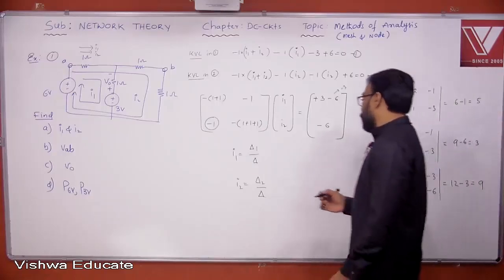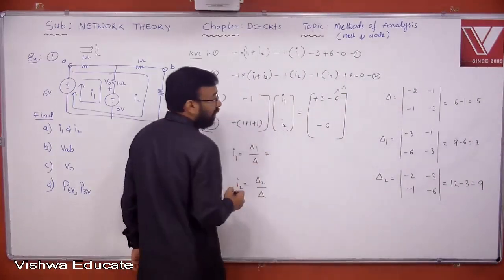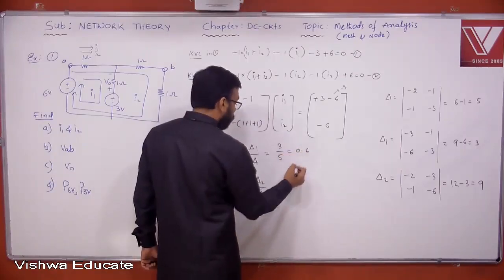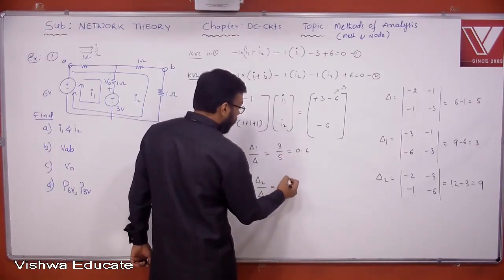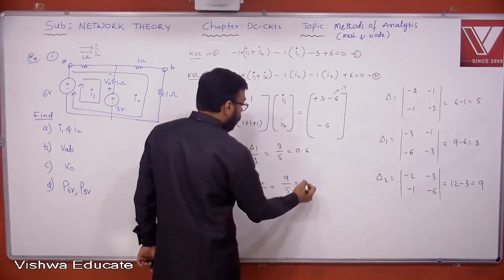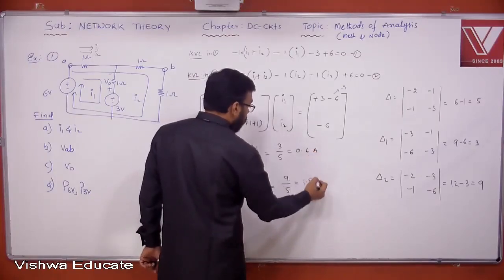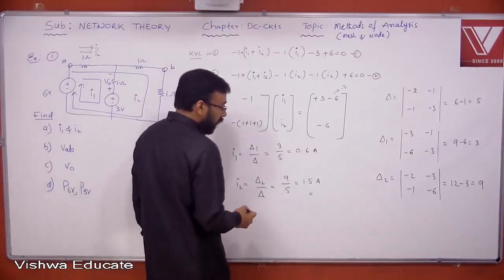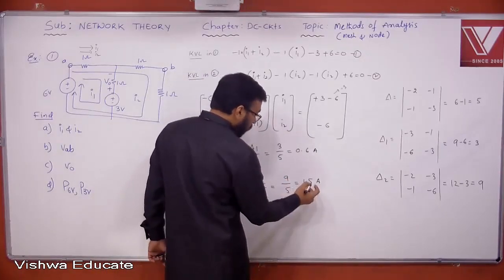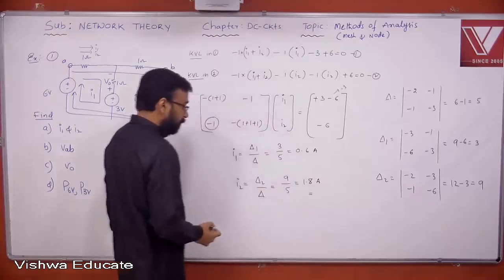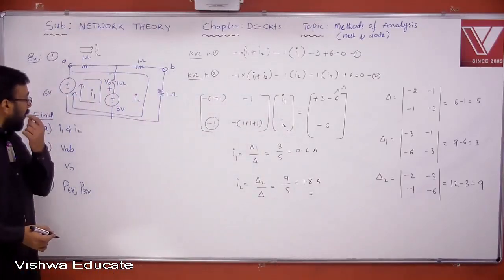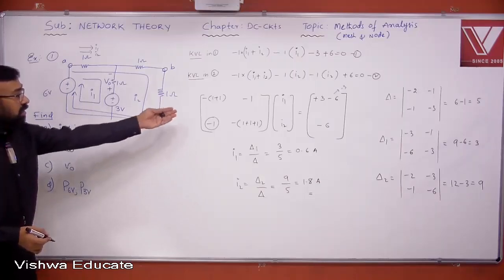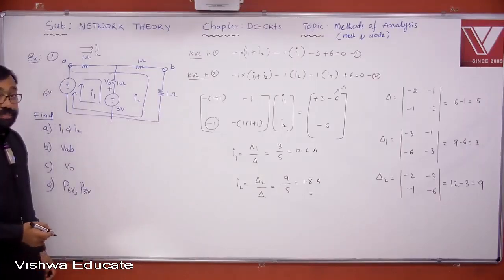Now, tell me what is I1. I1 is delta 1 by delta, that is 3 by 5, 0.6. Delta 2, 9 by 5, 1.8 amperes. Five 1s are 5, five 8s are 40, right. 1.8 ampere. That's it. So I1 is 0.6 ampere, I2 is 1.8 ampere. After solving these equations in matrix form, Cramer's rule is very simple to apply.